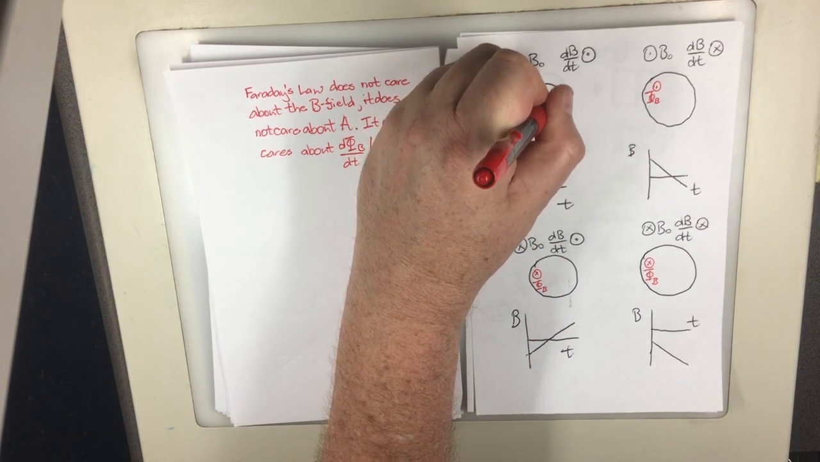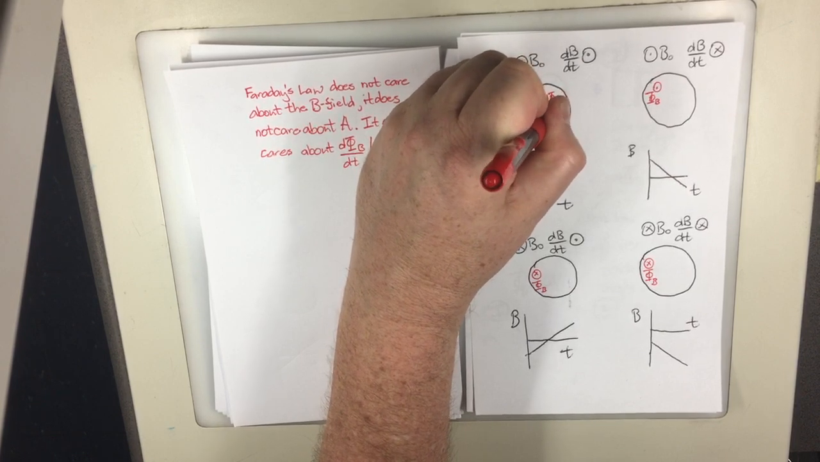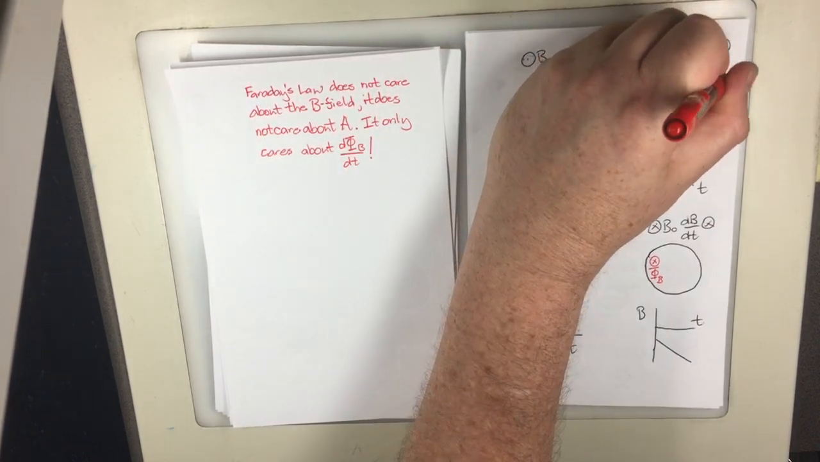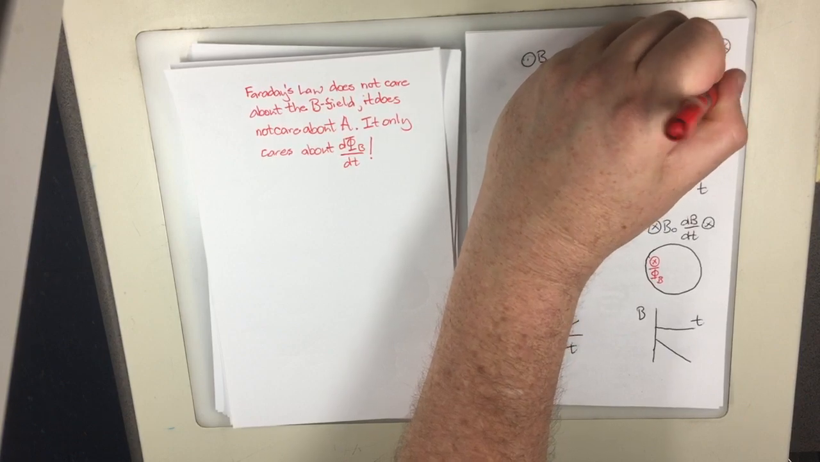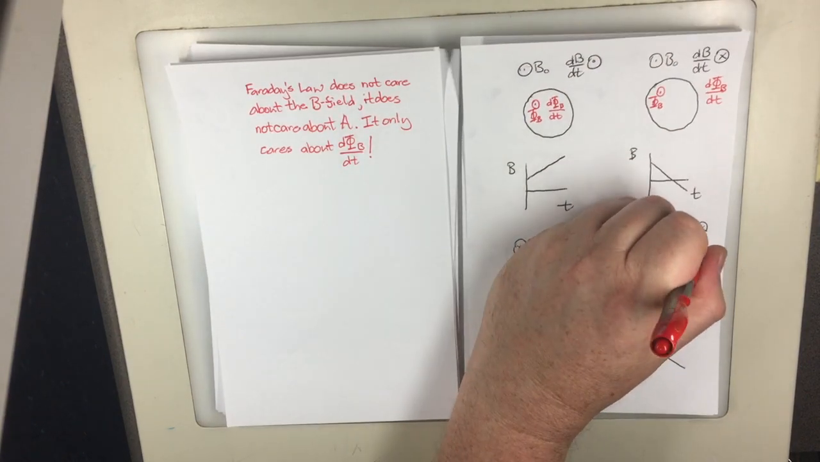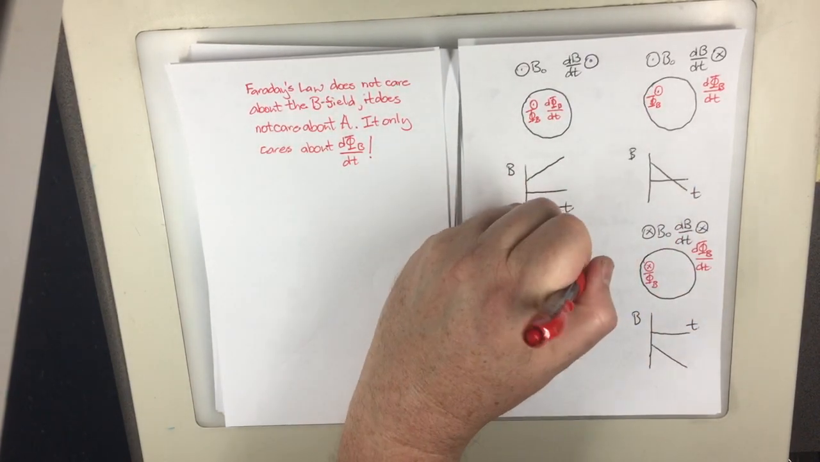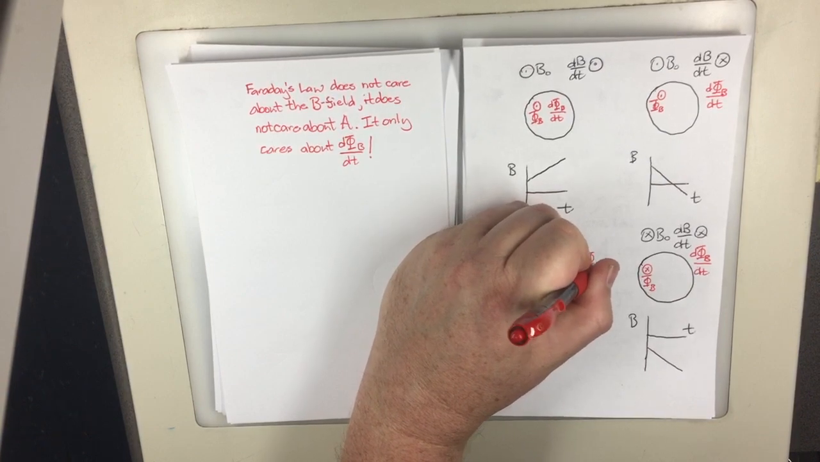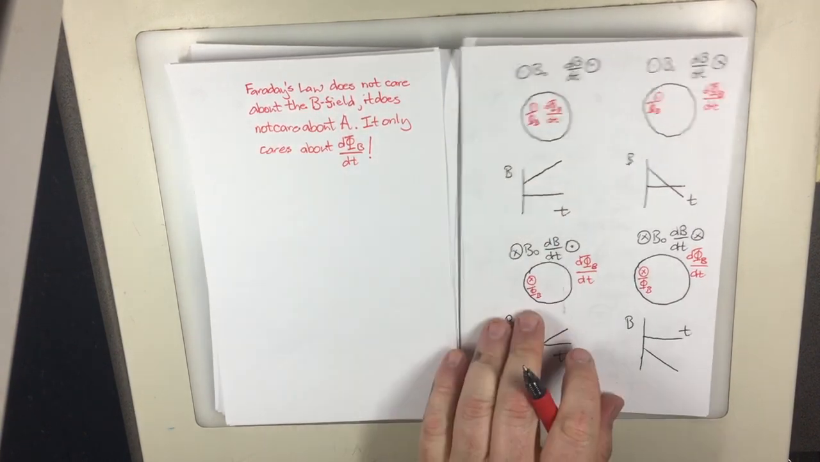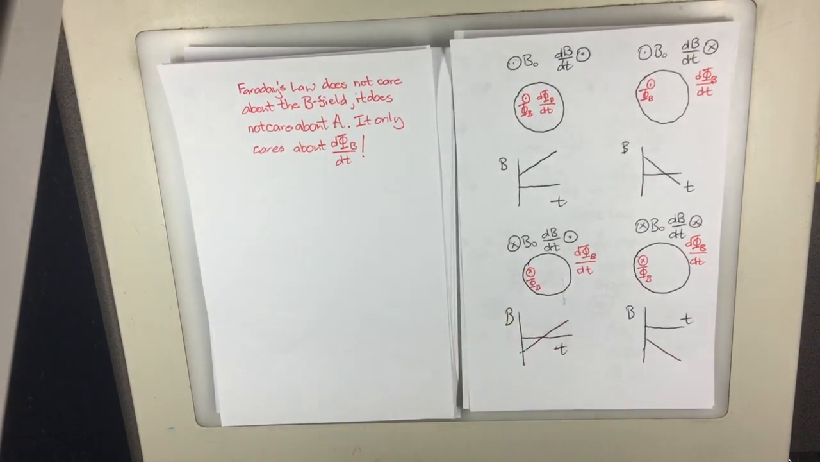Now, the d phi B dt, actually I'm going to draw it outside of the... The d phi B dt is the change in magnetic flux, the change in the B times A. Well, what's doing the change? The change is the B field itself. So the d phi B dt is associated with the dB dt.